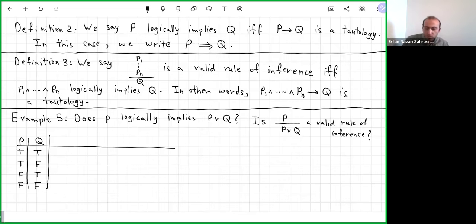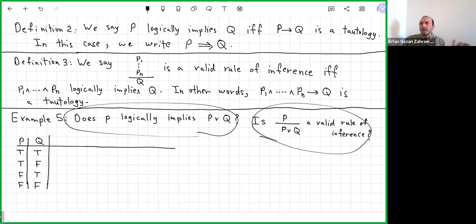Okay, now let's do examples. Again, as first examples, we can just use a truth table to check whether something is a tautology or not, and hence whether P logically implies something else or not, or whether this is a valid rule of inference or not. We can use a truth table, one way to do it. These two questions are the same question, written differently. They are asking the same thing.